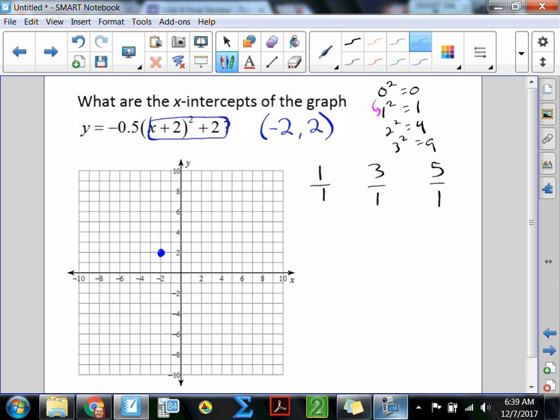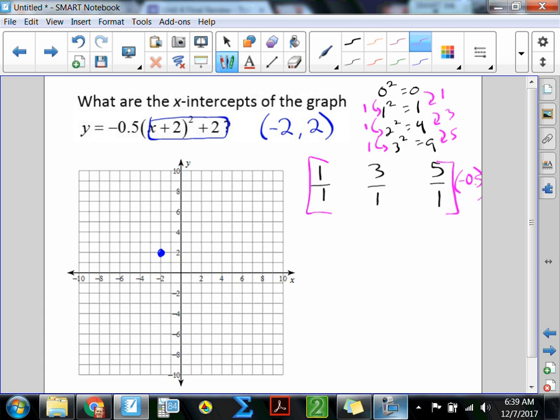And if you go up 1 for each of those values that are being squared, on the right side, the y values are changing by 1, 3, and 5. So that's where that pattern comes from. Now, that pattern works, but if we have a coefficient, then those values are being multiplied by the coefficient. So in this case, we have a coefficient of -0.5.